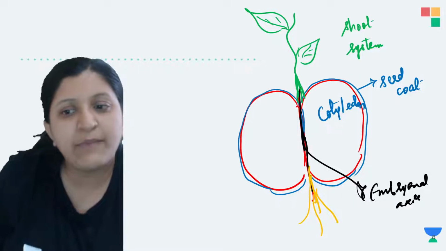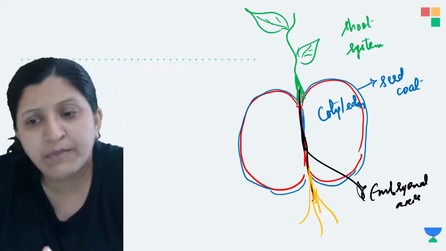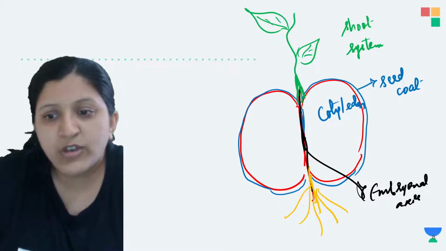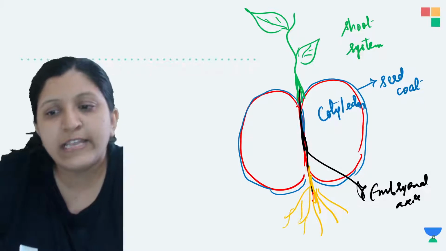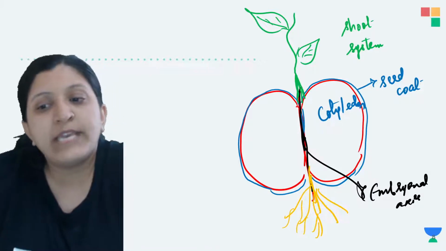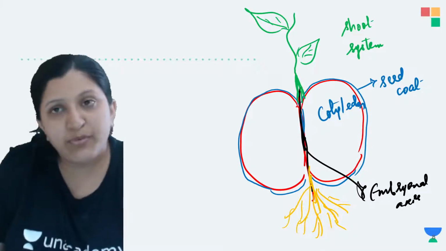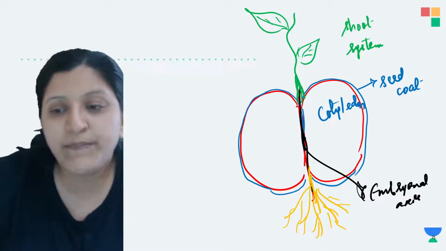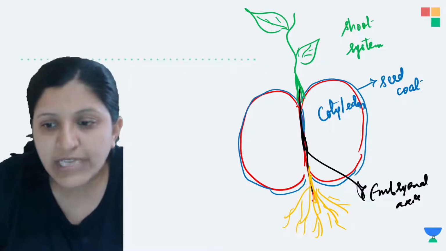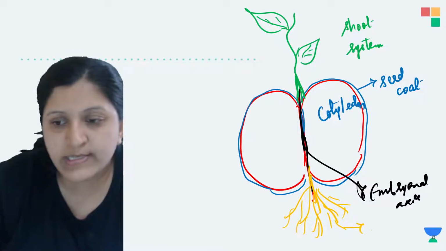Okay, so there can be tap root, or there can be fibrous root also. Depending on a condition, anything is possible. It can be either, depending on the type of plant. So it can either be fibrous root, or it can be the tap root. Okay, so now this one is a root.